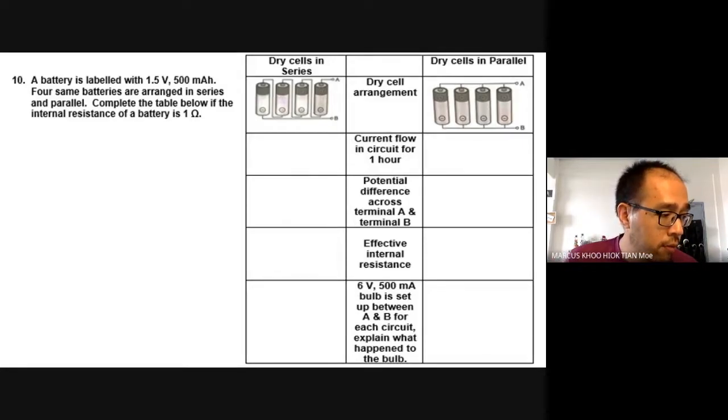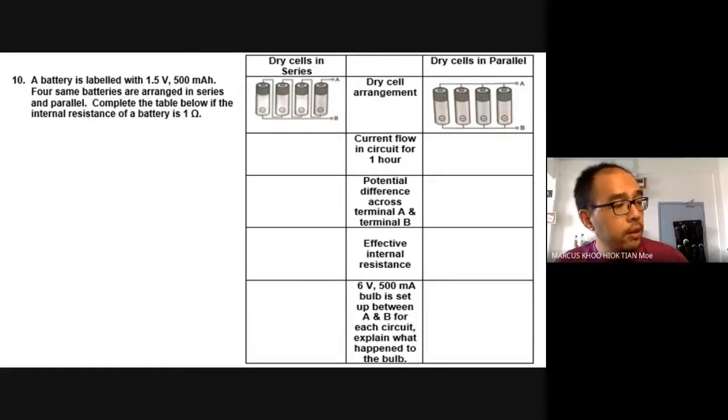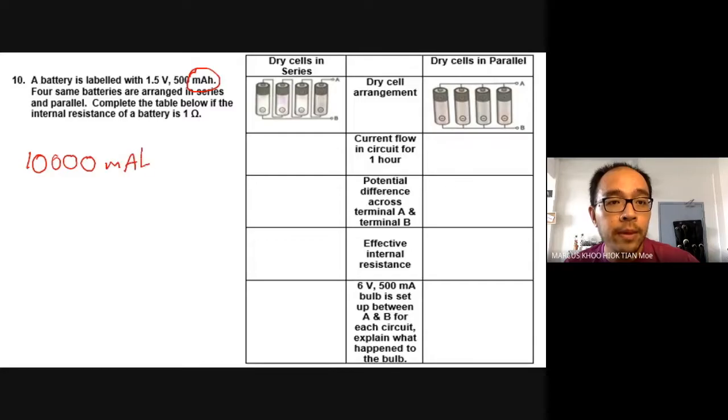Current flow in circuit for 1 hour. Okay, you know what? I will give you the answer for this. So, this is a very common current. And if you have power banks, the standard power banks nowadays are at least 10,000 mAh.